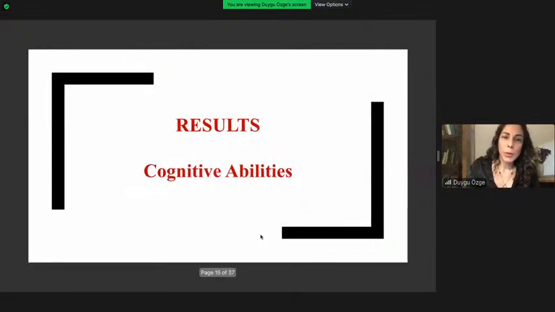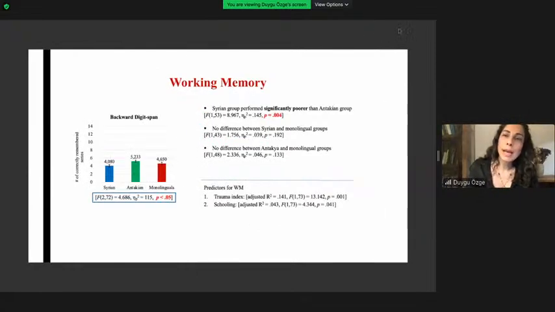So let's look at the results, first of all in cognitive abilities, and then I will talk about language abilities. When we look at their working memory abilities, we see that Syrian children were significantly poorer than the Antakyan group, but we didn't have differences between Syrian children and monolinguals. And we didn't have any differences between Antakyan children, the non-refugee bilingual group, and monolinguals. So this indicates that refugee children were at a disadvantage in their working memory abilities.